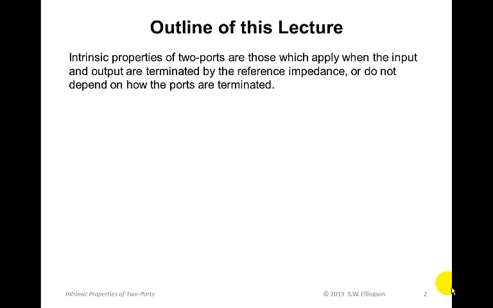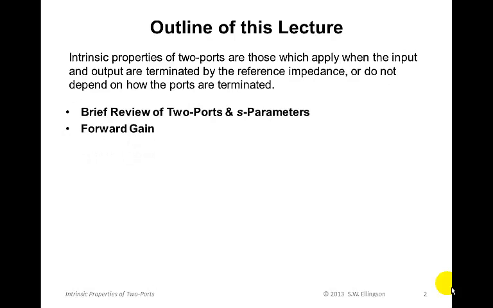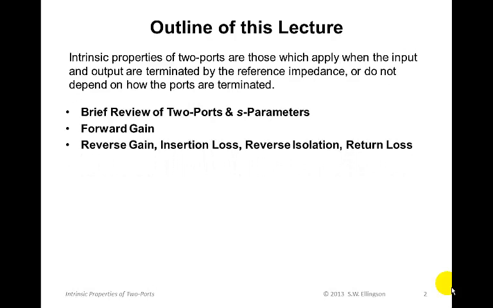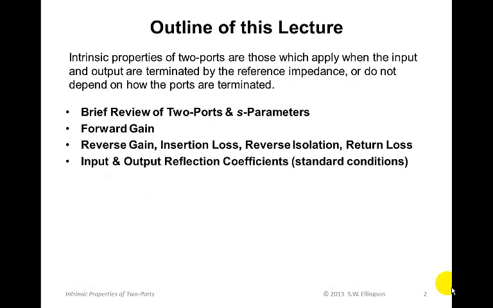So here's an outline of this lecture. First, a brief review of two ports and S parameters, summarizing the previous lecture. I'll remind you about forward gain, which we also discussed in the previous lecture. Then I'll introduce reverse gain, insertion loss, reverse isolation, and return loss. I'll remind you about input and output reflection coefficients and emphasize that these are themselves intrinsic properties if we interpret them under the standard conditions.